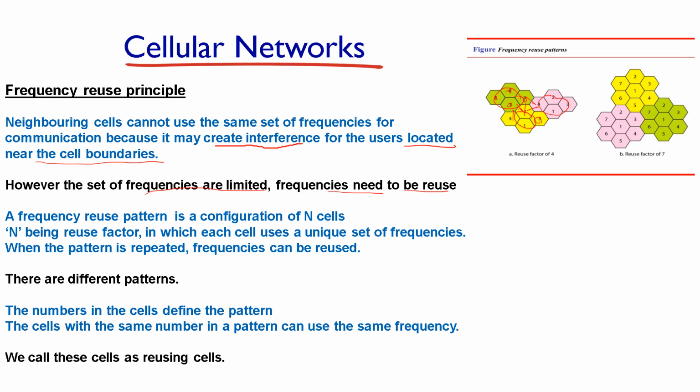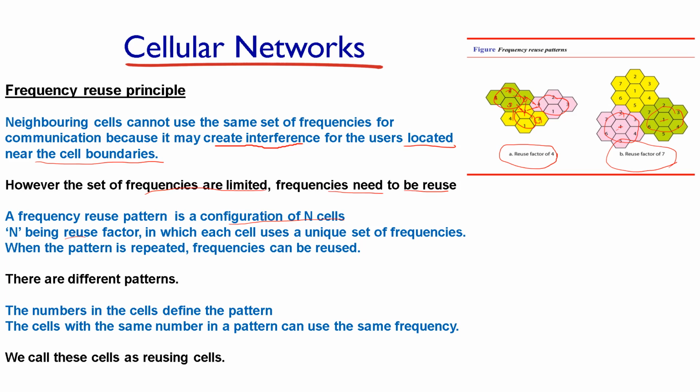A frequency reuse pattern is a configuration of n cells. Here it is a reuse pattern of 4 and here it is a reuse pattern of 7. So 7 neighboring cells will have different frequencies, and another set of 7 cells will use the same set of frequencies repeatedly. But neighbors will never share common frequencies.